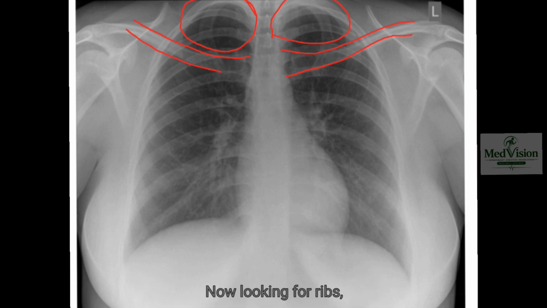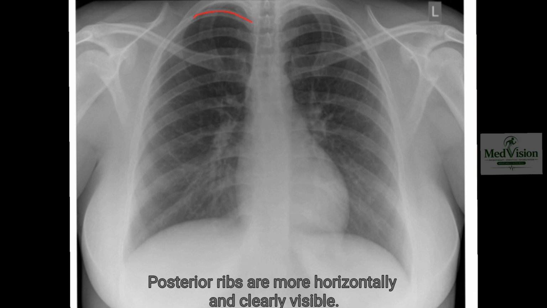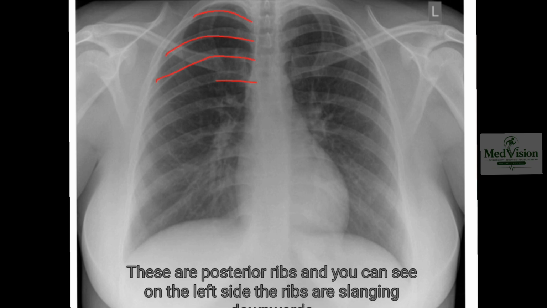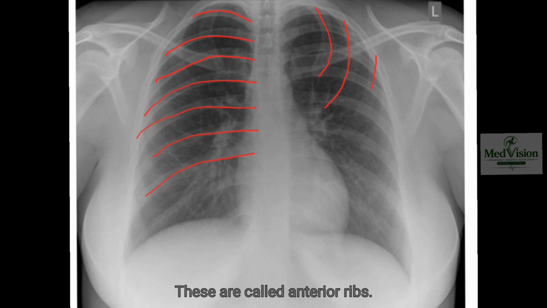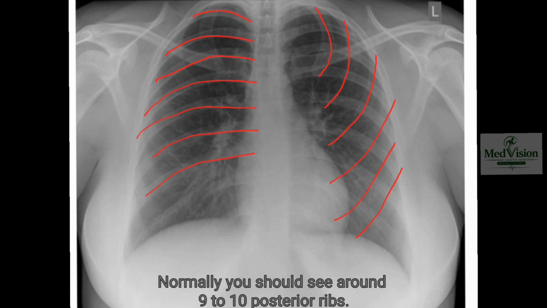Now look at the ribs, the posterior ribs and the anterior ribs. Posterior ribs are more horizontal and clearly visible. These are posterior ribs, and you can see on the left side the ribs are slanting downwards. These are called anterior ribs. Most important, counting ribs also helps assess inspiration adequacy. Normally you should see around 9 to 10 posterior ribs.